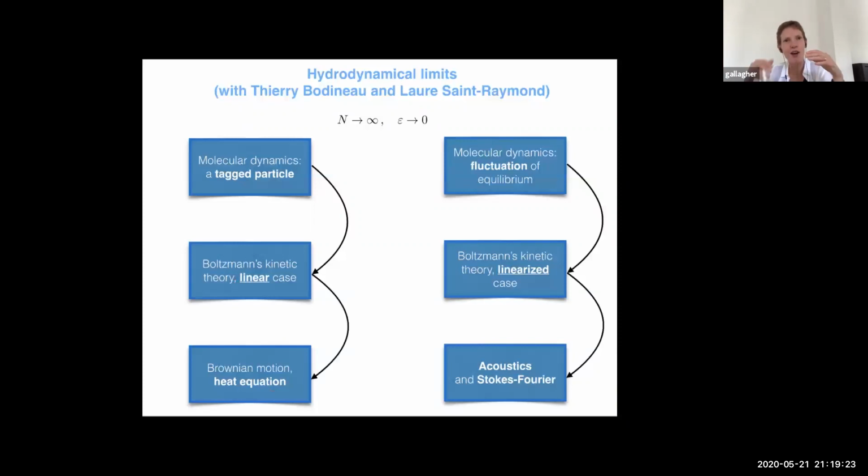The same way, if I take all particles and I assume they're all fluctuations of equilibrium, then you can prove that for as long as you want, your particle system will converge to the linearized Boltzmann equation, which is known to go to the acoustics and Stokes-Fourier equations at a fluid level, right? So in this situation, you can go from particles to fluids, but it's only linear situations, right? And for a nonlinear situation, no one knows how to make Lanford's theorem better to be able to go from particles to fluids. So since those works, we've been trying to understand more precisely the particle to Boltzmann limit.